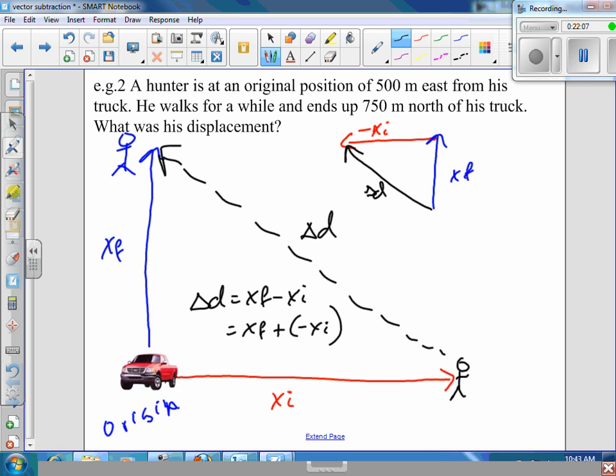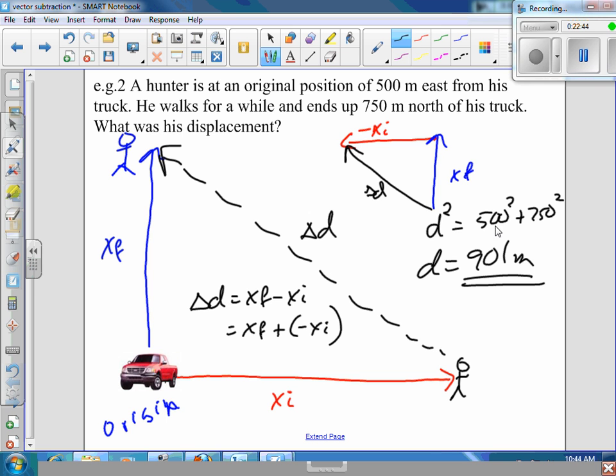How can I solve that? Now it's simply a vector addition question, and you can solve it the way I've been showing you for a couple days. So now you would just simply write d squared is 500 squared plus 750 squared, and solve for d, which I know you can all do. It's 901. 901 meters.